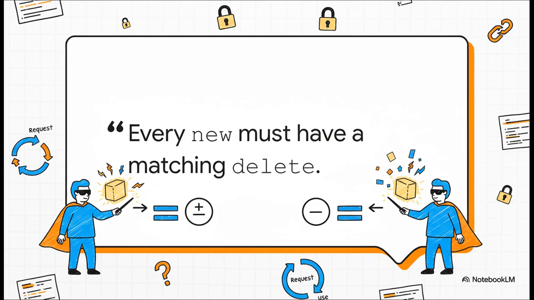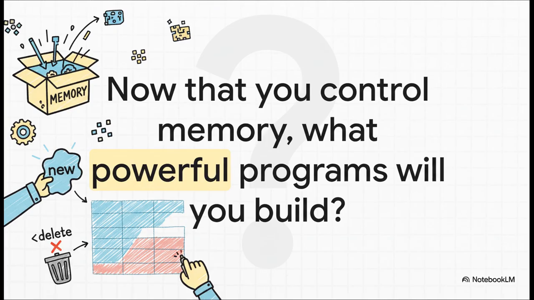So look, if you only remember one thing from all of this, let it be this quote. Just burn it into your mind. Every new must have a matching delete. That's it. That's the golden rule of responsible memory management. This stuff, dynamic memory, this is the key that unlocks truly powerful and efficient programs. Programs that can grow and shrink and adapt to things you can't predict. It really is a programmer's superpower. So the only question left is, what are you going to build with it?